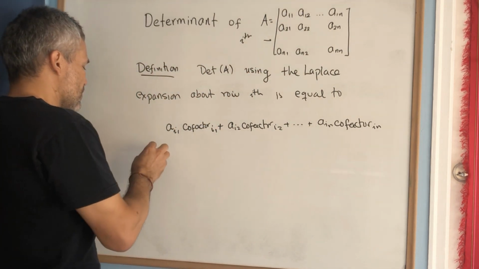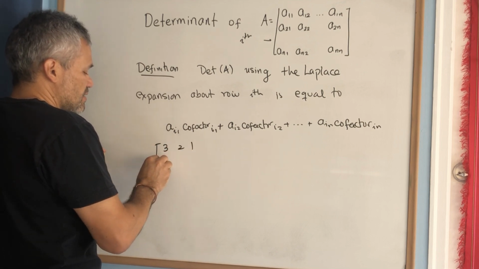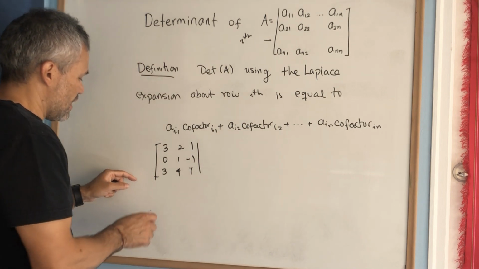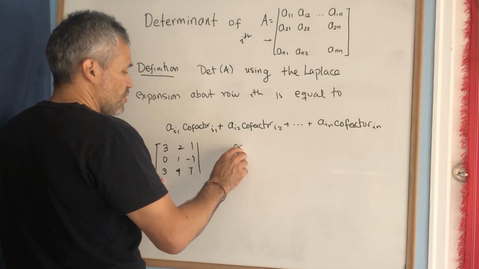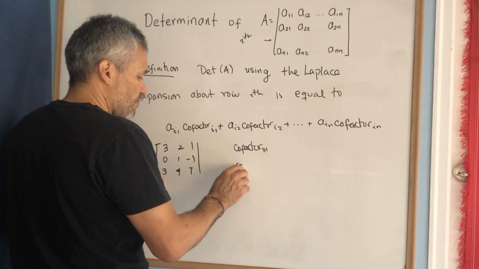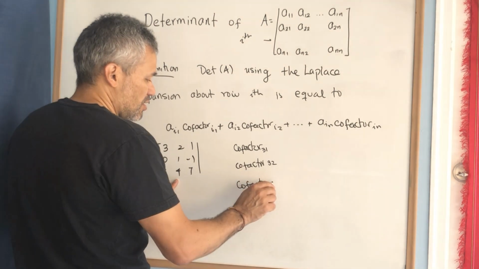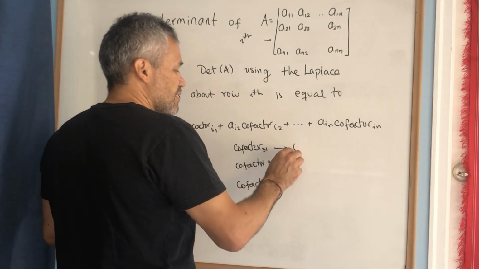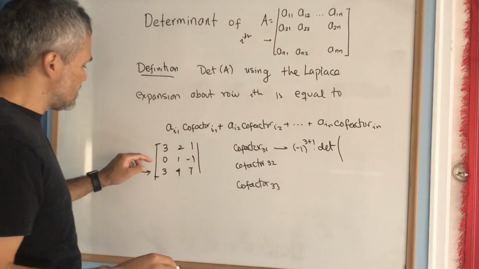Let's do an example. Let's suppose that we have the matrix 3, 2, 1, 0, 1, negative 1, 3, 4, 7. If I want to use the third row, then I have to compute three cofactors: the cofactor C_31, the cofactor C_32, and the cofactor C_33. The cofactor C_31 by definition is negative 1 to the 3 plus 1, which is just 1, times the determinant of the matrix A_31.